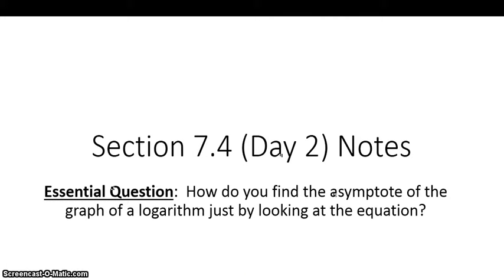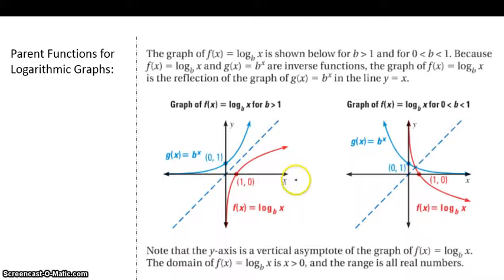Okay, so I copied this out of the book. So parent functions for logarithmic graphs. This was your function that we had for exponentials, g of x is b to the x power. Remember yesterday I told you that a logarithm is just the inverse of an exponential function. And so that's why they drew this dashed line in here, because that's the y equals x line.